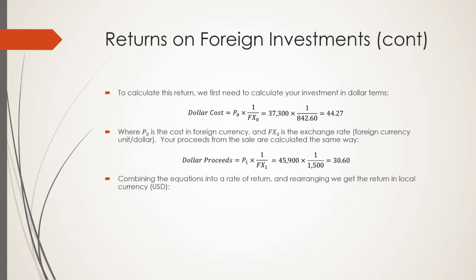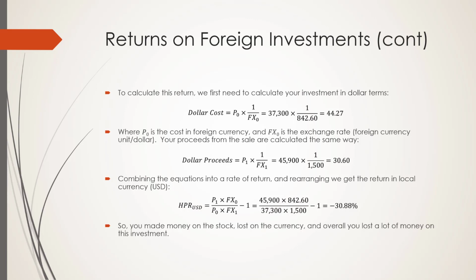And we can combine these equations and substitute them into our HPR equation, and what we end up with looks like this. You take the ending price times the beginning exchange rate, divided by the beginning price times the ending exchange rate, and subtract 1. And you can see how that works out. And in dollar terms, then, we get a return of negative 30.88%. So in this case, you made money on the stock itself, you lost money on the currency, and overall, you lost a lot of money.